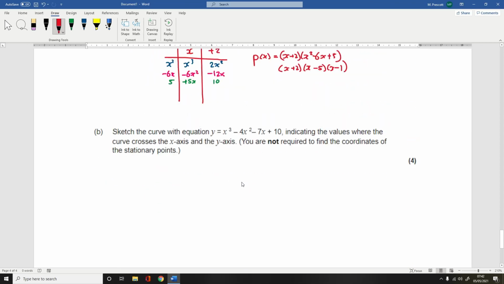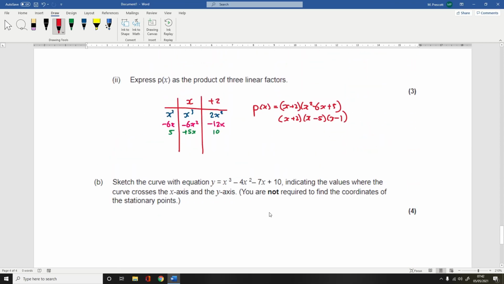And then part B, final part here, we want to sketch this. We know it's a positive cubic, we know it goes through 5 and 1 and minus 2. Started drawing a negative cubic there. So go through your 3 points, indicate the values where the curve crosses the x-axis. The y-axis is the plus 10 intercept at the end.